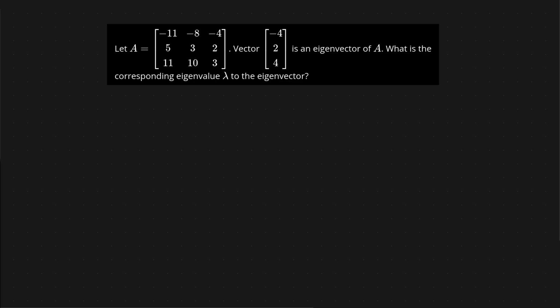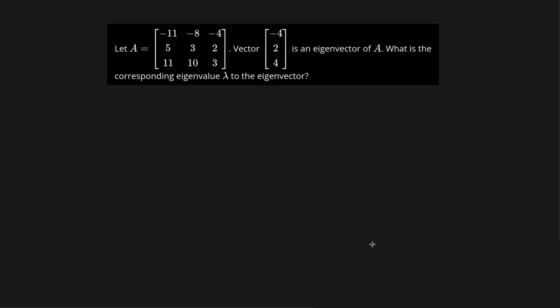Let's jump right in with an example. So we have a 3 by 3 matrix A. We have a vector -4, 2, 4. We are told that this vector is an eigenvector of matrix A. We need to find the corresponding eigenvalue to that eigenvector.